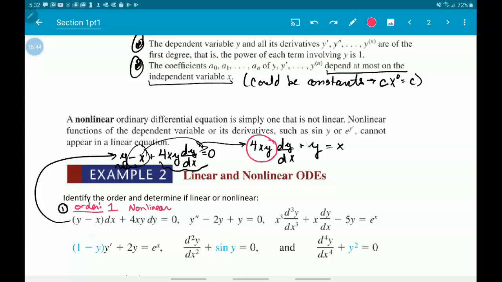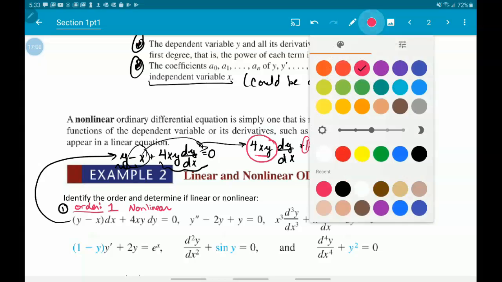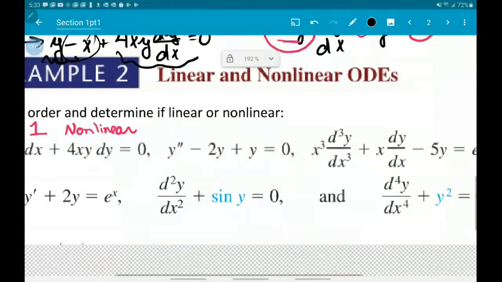Now, the coefficient in front of the y is fine. That's a 1. This term over here is just in terms of x. So that's fine. But the whole issue is really just this first term right there. That's why it's nonlinear. Let's look at the next one.